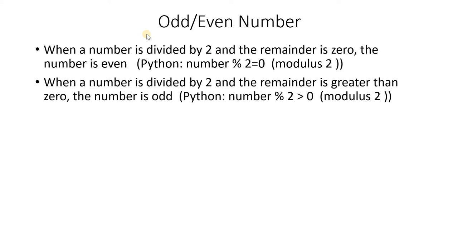Let's understand what an odd or even number is. When a number is divided by 2 and the remainder is 0, the number is even. In Python, we use the modulus function. The modulus function is indicated by the percentage sign. This function is used to check whether a number is odd or even. If the number modulus 2 equals 0, there's no remainder when divided by 2, the number is even. And if the number modulus 2 is greater than 0, which means there's a remainder when you divide by 2, then the number is odd. Let's head to the Python code and see how we can implement this function.